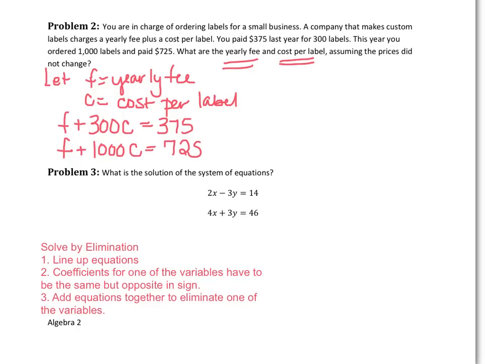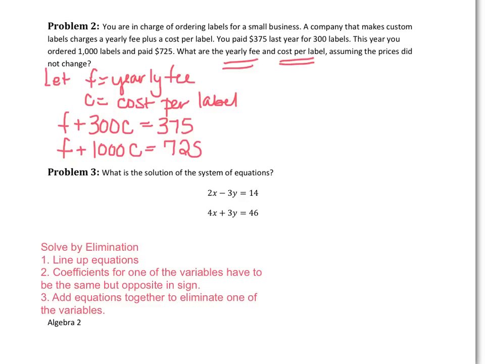So let's set up our problem now using the solving by elimination, and let's quickly review a little bit of those steps. When I solve by elimination, I have to line up the equations, and the coefficients for one of the variables have to be the same, but they have to be opposite in sign. So sometimes you have to multiply by a negative number in order to get them to be opposite. And then you're going to add the equations together to eliminate one of the variables. All right, let's solve for f, because that would be the easiest to eliminate.